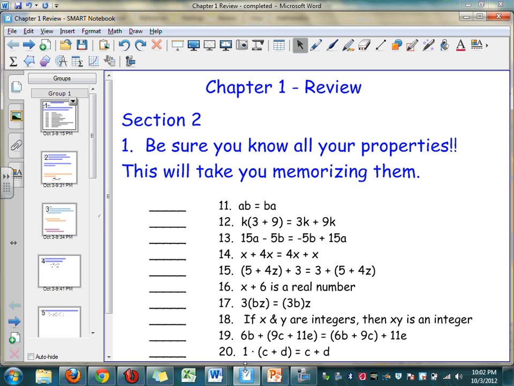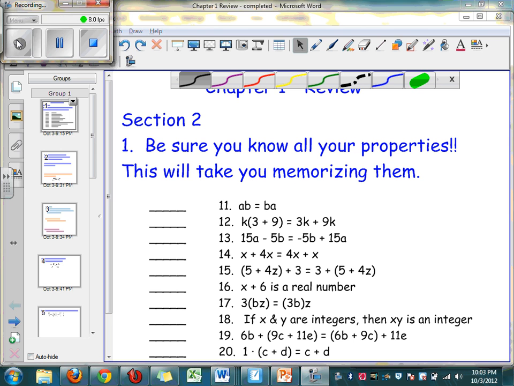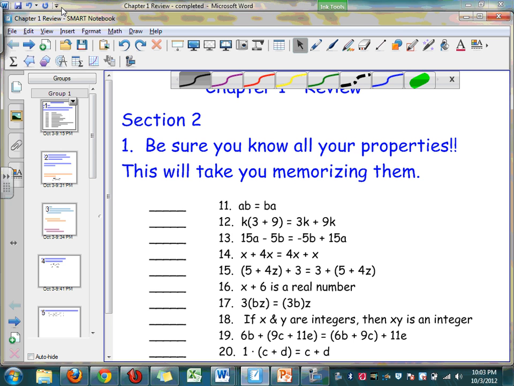So what's AB equal to BA? What property is that? Well, did the order stay the same or did the order change? The order changed, so therefore it's going to be the commutative property. And how are they attached? They're attached by multiplication. So that is going to be letter D. Okay, I'm going to get my pen here and I'm going to start writing these down. So this is going to be letter D.